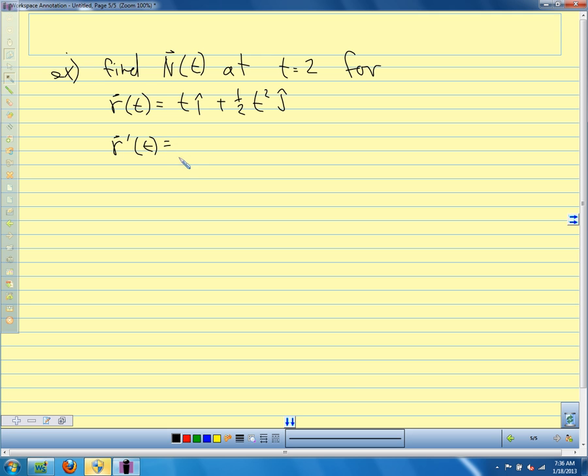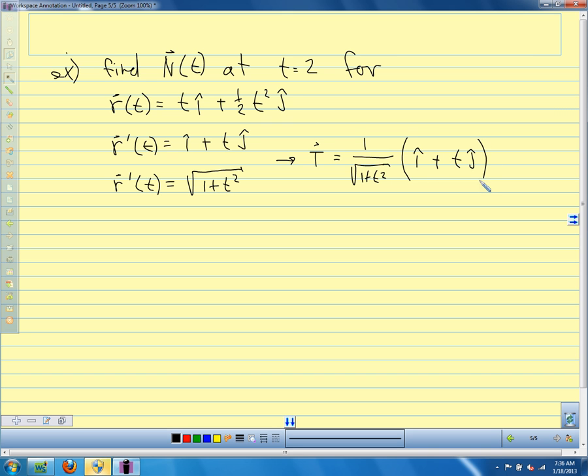r prime of t is i plus tj. The length of r prime is the square root of 1 plus t squared. So our unit tangent vector, T equals 1 over the square root of 1 plus t squared times i plus tj. So now we have to take the derivative of this and then find the magnitude of that derivative to find our unit normal vector. Because we have this radical in the denominator, that's why it ends up being kind of algebraically intense.